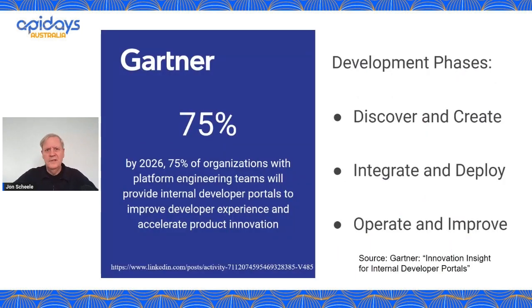So how do companies solve this problem? Well, Gartner predicts that in just a couple of years, 75% of organizations that have platform engineering teams are going to provide internal developer portals. Already, quite a few do. And Gartner talks about 3 different phases of the software development cycle where developer portals can help.